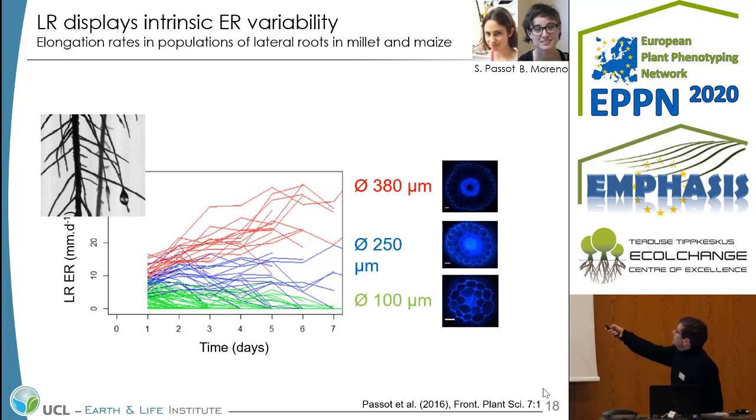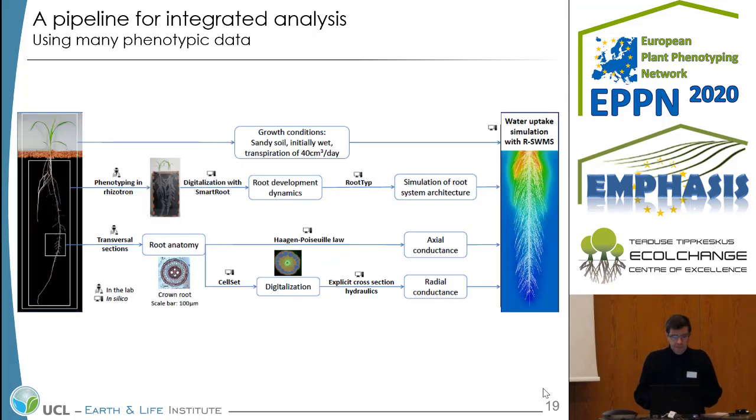And there is an interesting correlation between the pattern of the behavior and the diameter, and along with the diameter comes indeed a different root structure. So what we have done is to combine all the different tools that we have, taking the root architecture that is phenotyped in rhizotrons, to digitize that and to look at the root development dynamics so that we can parameterize a root architecture model and simulate the geometry of the system.